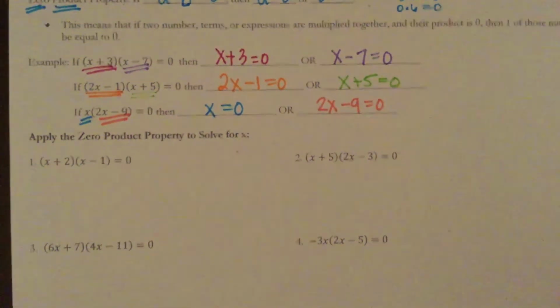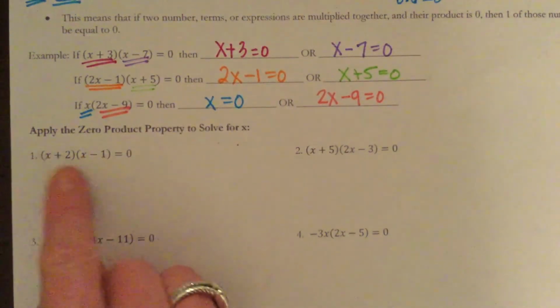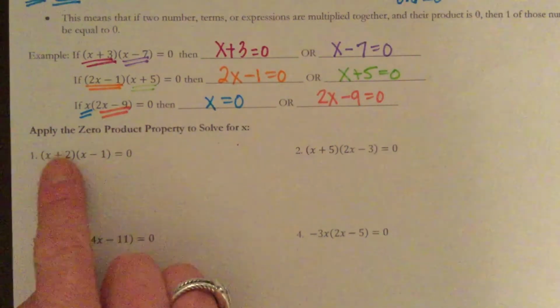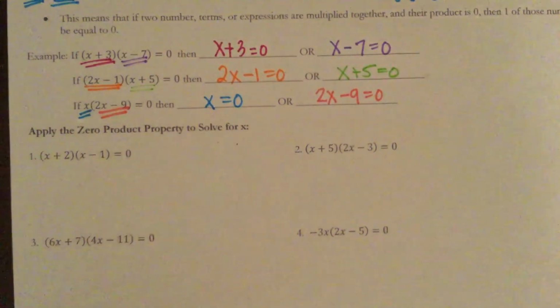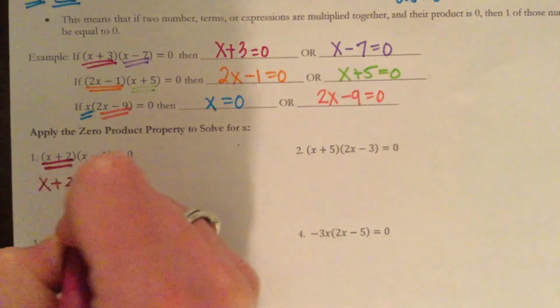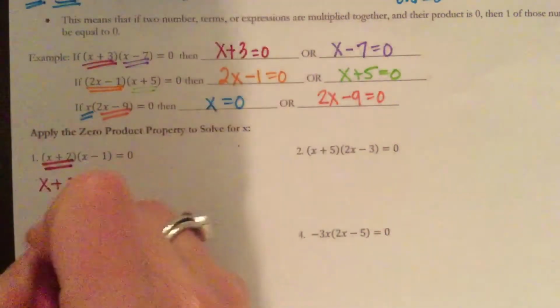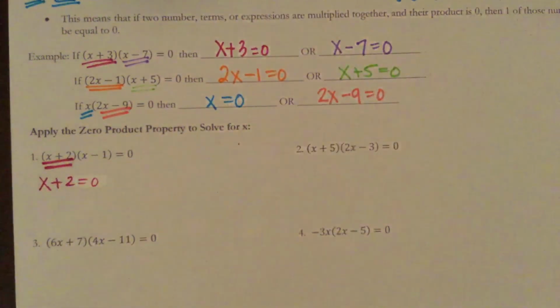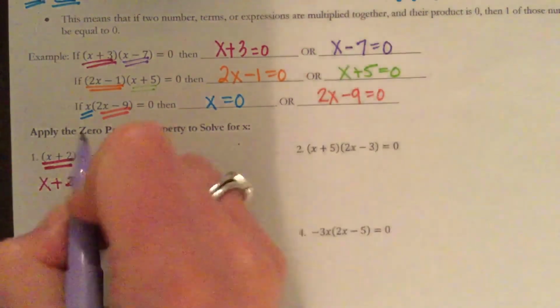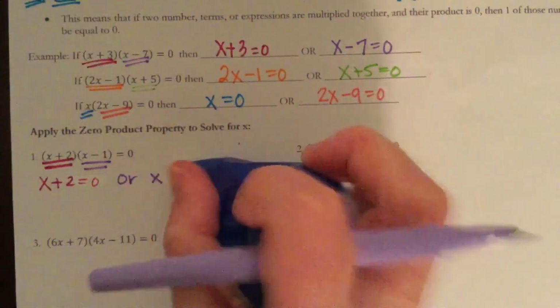So we want to apply the zero product property to each of these four examples to help us solve for x. Here we've got a product, x plus 2 times x minus 1, and I see that that product is equal to 0. According to the zero product property, either x plus 2 is equal to 0, or we know that x minus 1 is equal to 0.